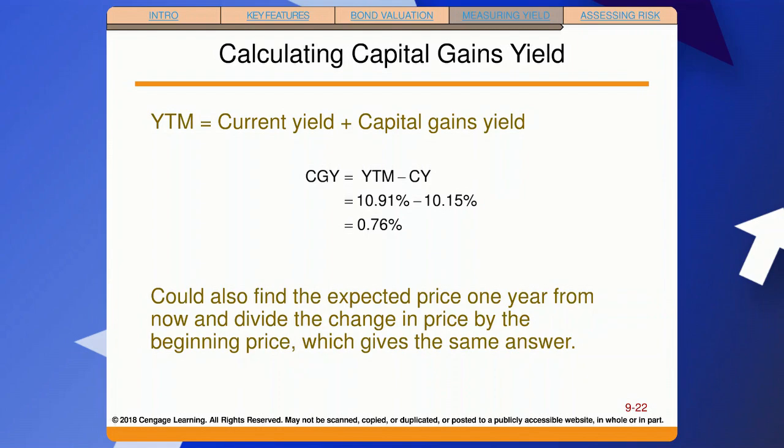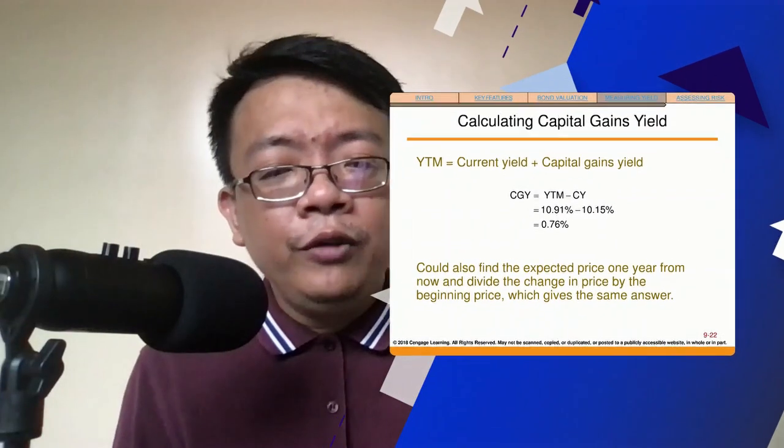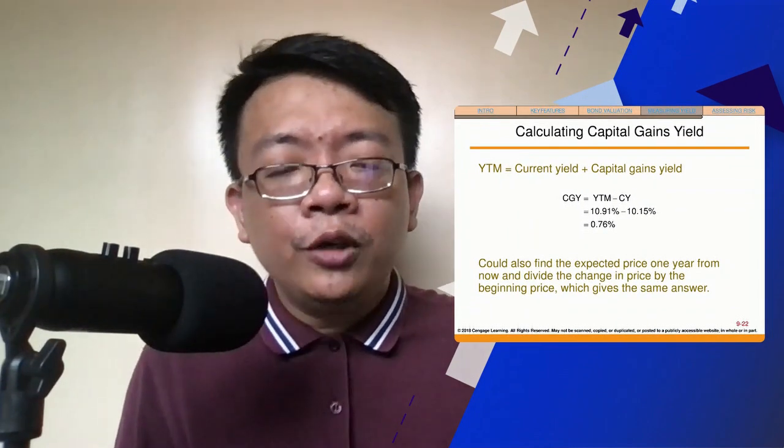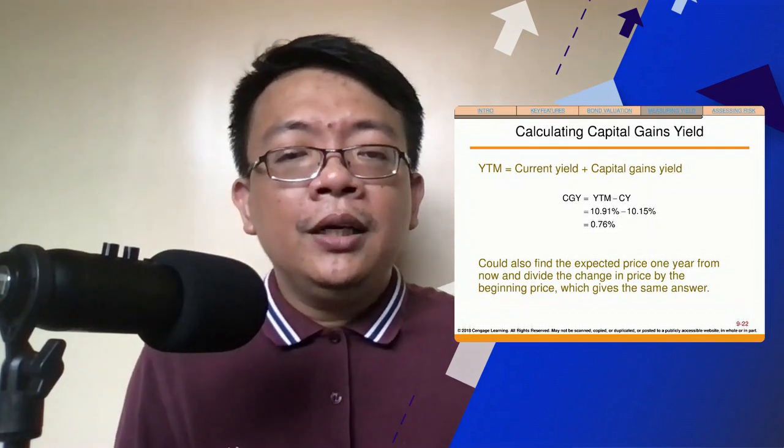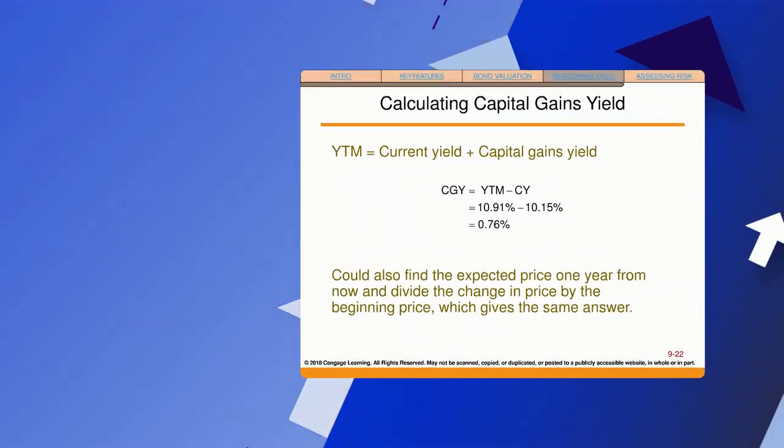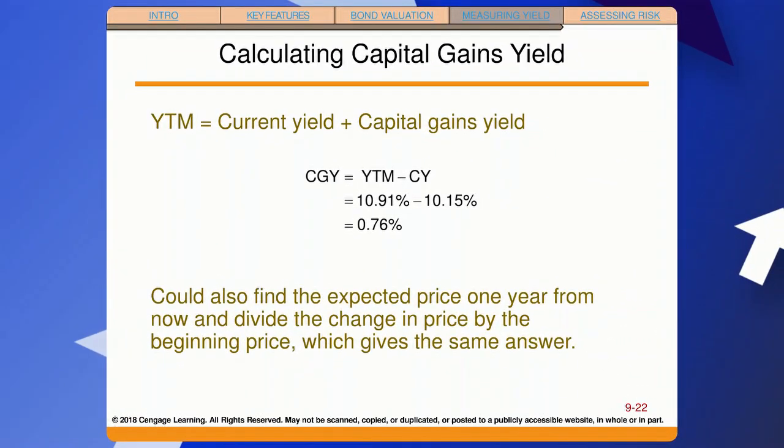Magkano yung CGY? 0.76. So, parang ito ay more on solving the formula in terms of the CGY, capital gains yield, the maturity, and also current yield. Could also find the expected price 1 year from now and divide the change in price by the beginning price, which give the same answer. Yes. So, same yung answer natin pag ganyan yung ating isa-solve. Alright.